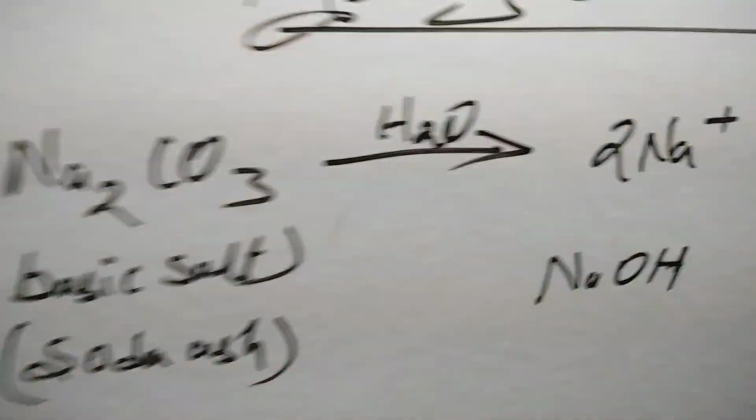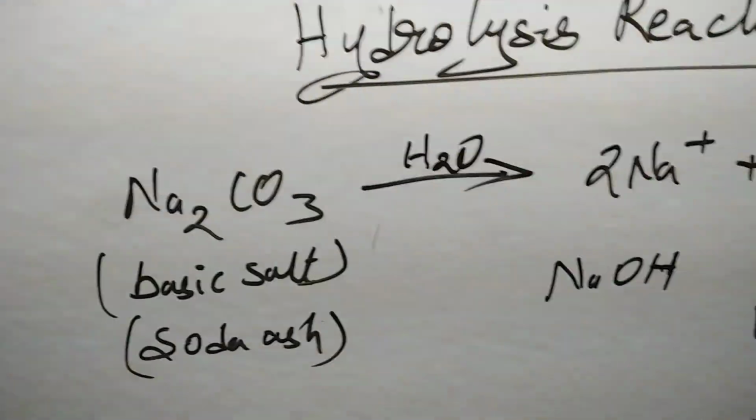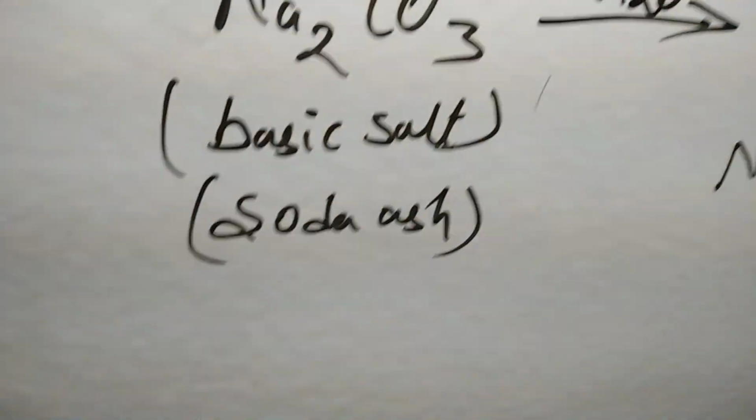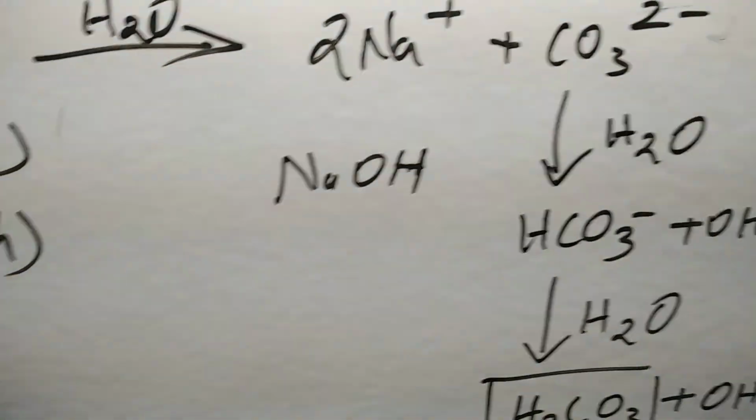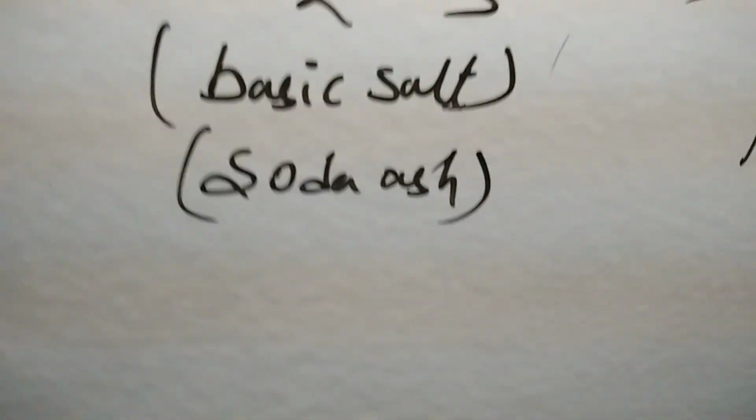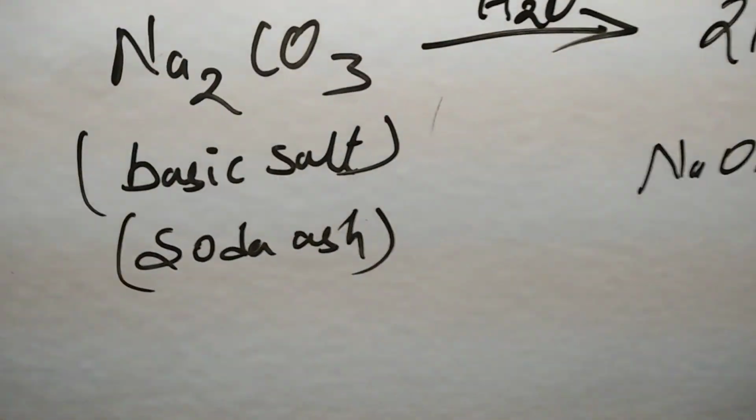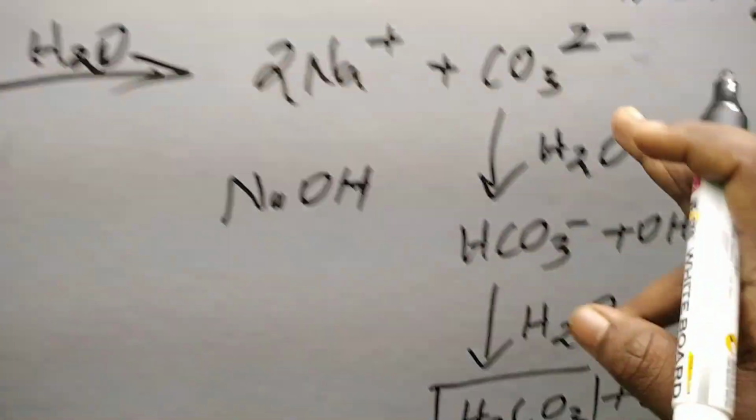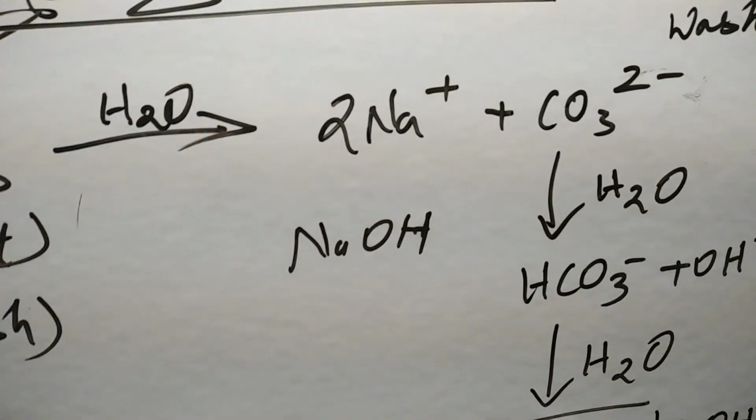But some difference is there between the first example, means the previous one, and this one. In the previous example, H2O reacts with Fe3 plus, and here H2O reacts with CO3 2 minus. See, in the first one, Fe3 plus reacts with water because that one is a weak cation, and CO3 2 minus reacts with water because CO3 2 minus is a weak anion.